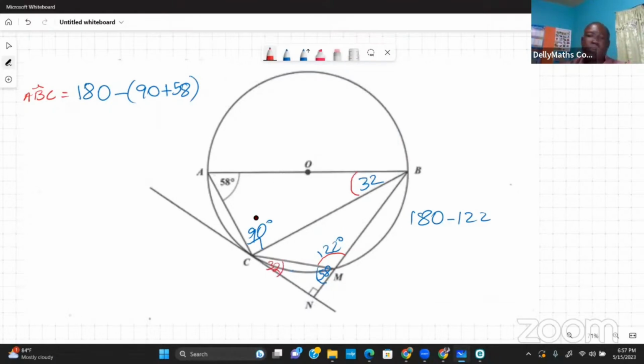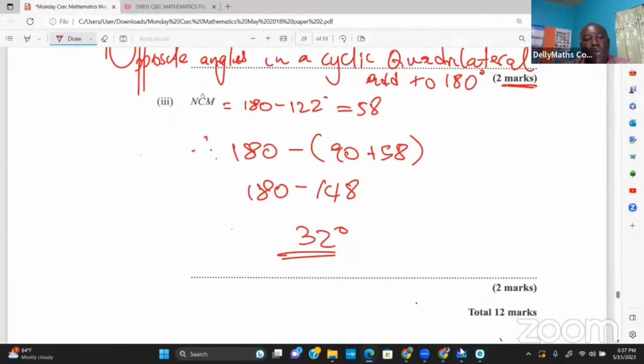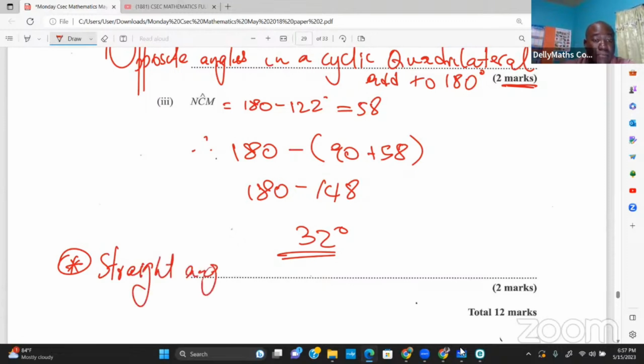I mean, there are two things that we use, so it's up to you to write the one that you think works for you. You could have said the first thing that really helped me was a straight angle. A straight angle is 180. That gave me the 58.